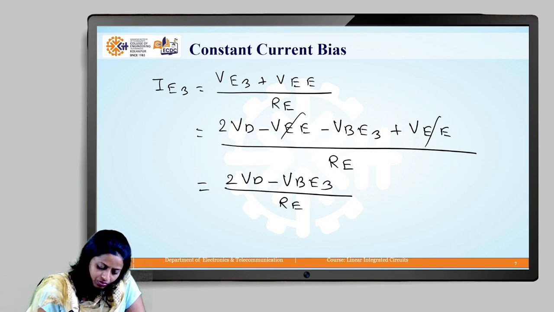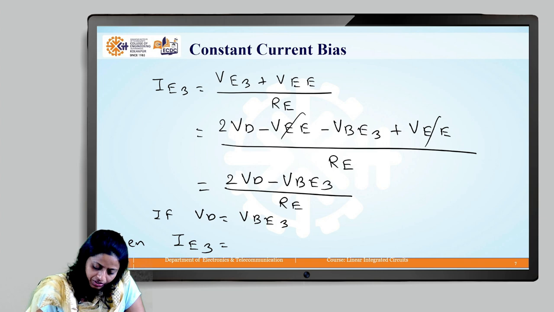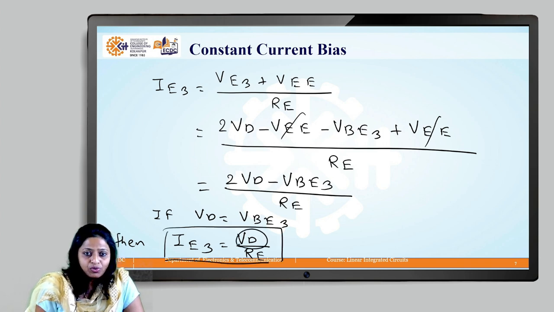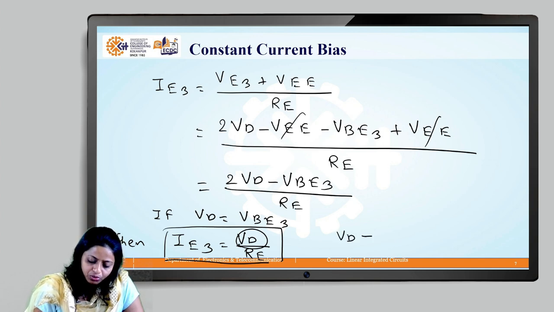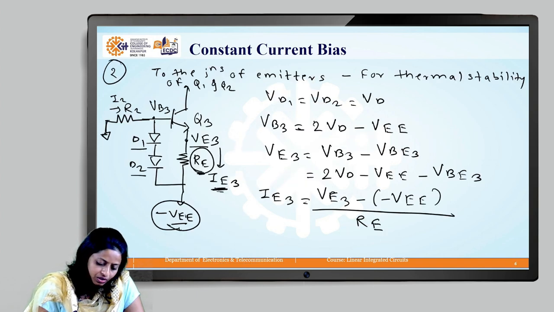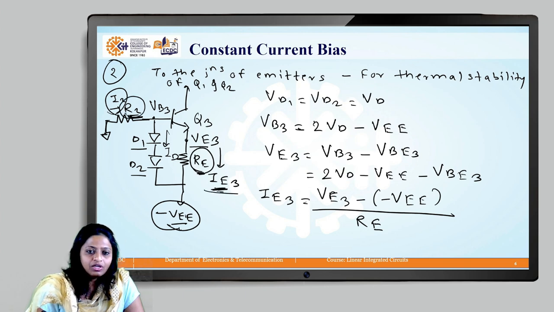So now if VD is equal to VBE3, then IE3 will be equal to VD by RE. So it indicates that the current IE3 is based upon this VD, that is the voltage drop across the diode. Now this voltage drop across the diode is proportional to the current flowing through the diode. This current flowing through the diode, current ID, is part of this I2 which is flowing through this R2. Thus by varying the value of this R2, we can vary the value of IE3.